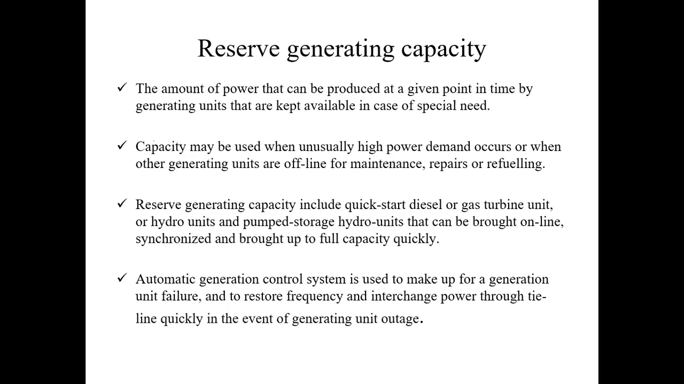Reserve generating capacity. This is the reserve generating capacity which is involved across the spinning reserve, and this spinning reserve must handle the high power demand across all the generating units, and it can be taken offline for maintenance or repairs and refilling across all the 24 hours of the 365 days. This reserve generating capacity includes a quick diesel or gas turbine unit, a hydro unit, and a pump storage unit. These are the simple reserve generating capacities for running all the units for spinning reserve constraints.